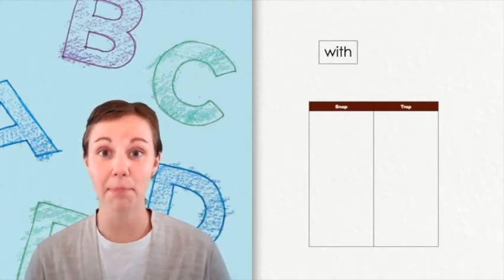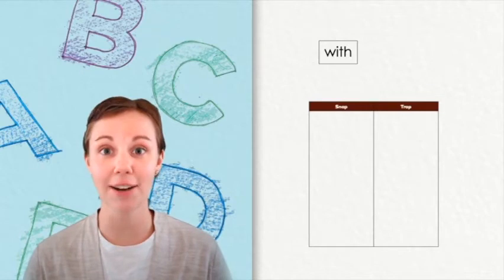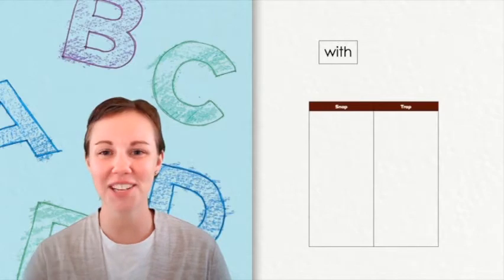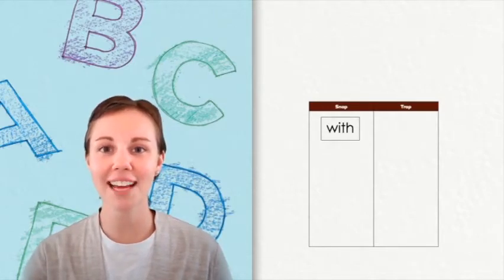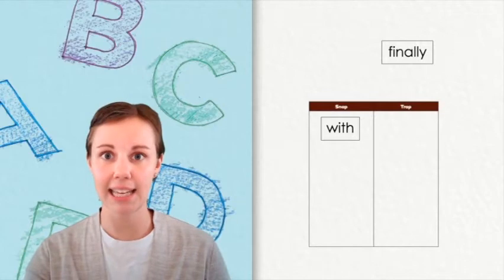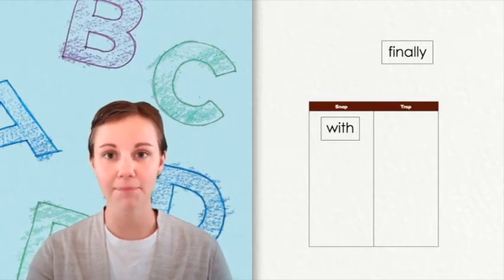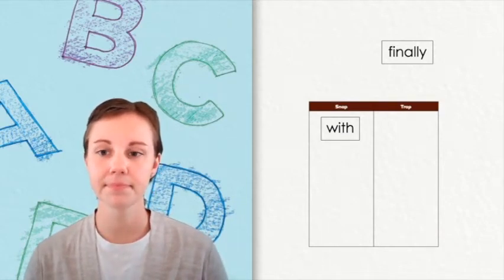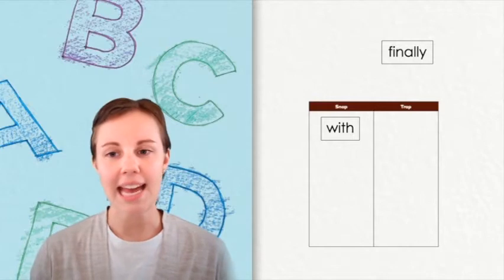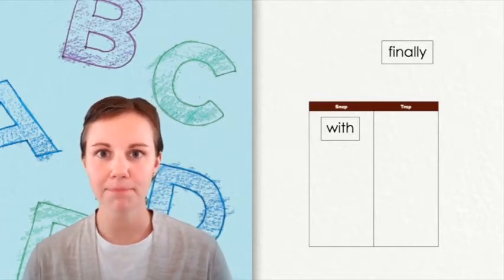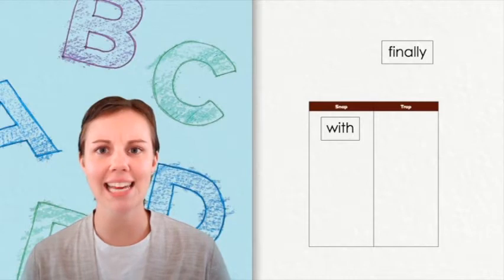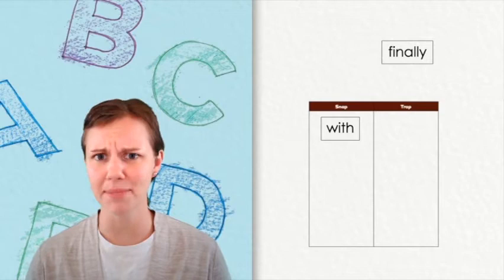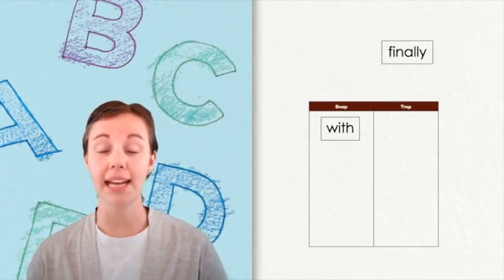Yes, that's a snap word. We can hear each sound represented with that spelling. W-I-Th. Great job. Our next word says finally. Let's clap it out together. Finally. It looks like that first syllable is a closed syllable, F-I-N, but I hear a long I sound. That seems tricky. Let's go ahead and put it in our trap column.